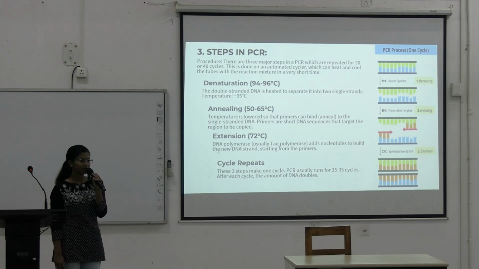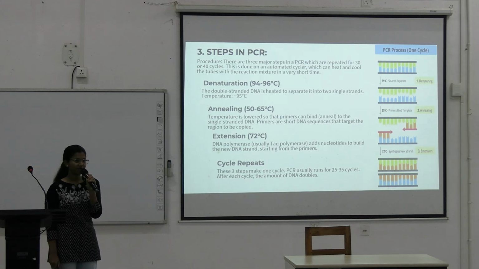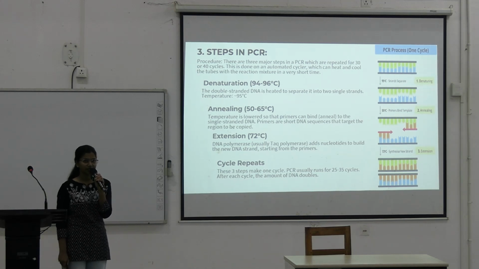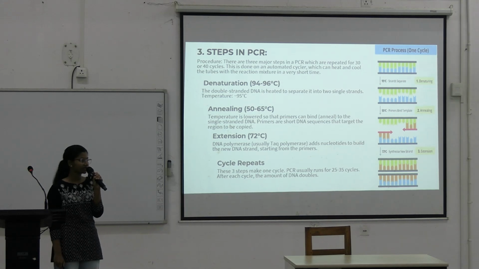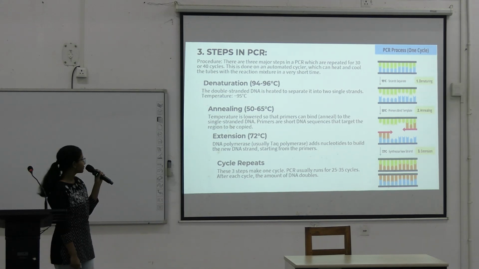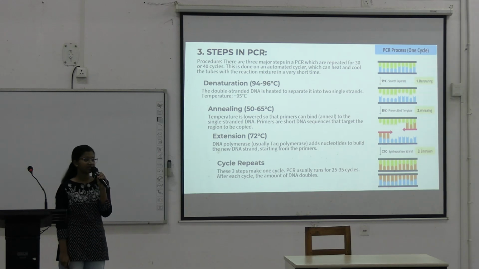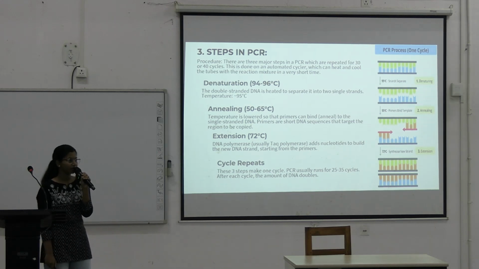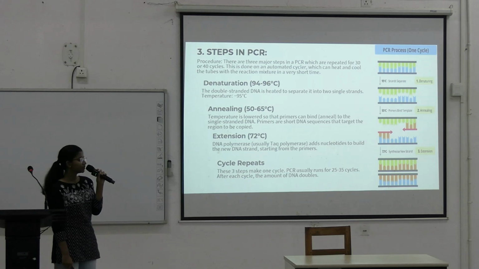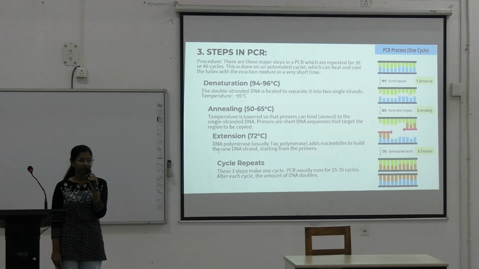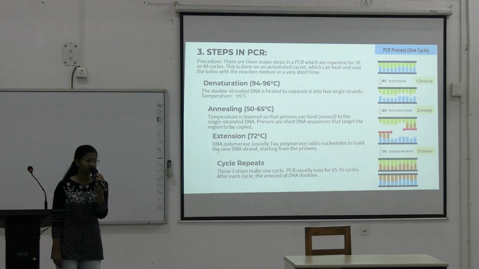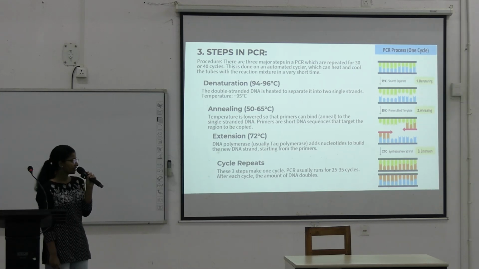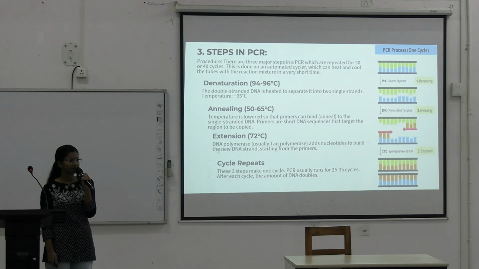In the second step of PCR, it is annealing. In annealing, the temperature is lowered to 50 to 65 degrees Celsius so that the primers can bind to the single-stranded DNAs. Primers are short DNA sequences which target the region to be copied. In the third step of PCR, it is extension. The DNA polymerase, usually the Taq polymerase, adds nucleotides to build a new DNA strand starting from the primers. These 3 steps make one cycle, and PCR usually runs for 25 to 35 cycles. After every cycle, the amount of DNA doubles.